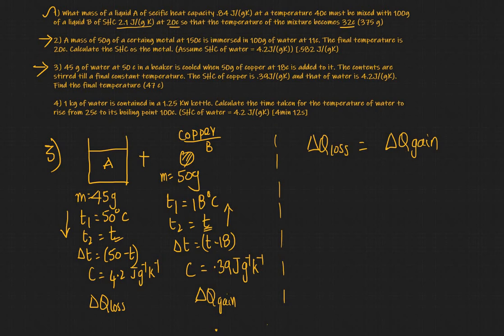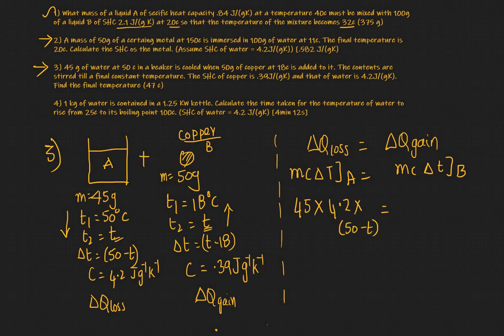All right, now let's encode the equation for this. This is mc delta T of A equal to mc delta T of B, which is 45 into C, which is 4.2, into 50 minus T, equal to 50 into 0.39 into T minus 18. So I would urge you to pause the video here and try to solve this equation for yourself.